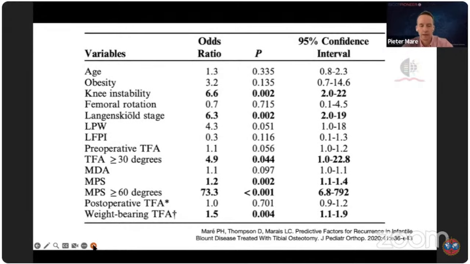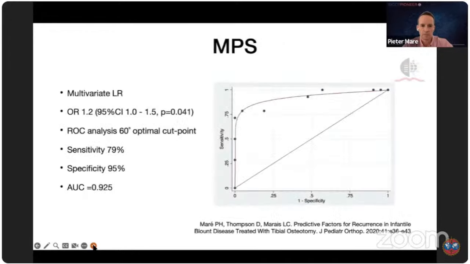In terms of looking at the extent of this association, binomial logistic regression analysis confirmed these associations, notably a TFA greater than 30 degrees at an odds ratio of 4.9, but the most significant one remained the medial physeal slope greater than 60 degrees. Multivariate logistic regression analysis confirmed the MPS to be the only factor, and ROC analysis showed that the optimal cut point is indeed 60 degrees. So that measure in isolation is very specific, 95%, and quite sensitive in order to predict recurrence.